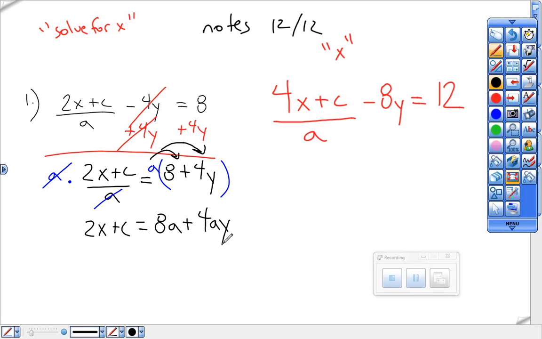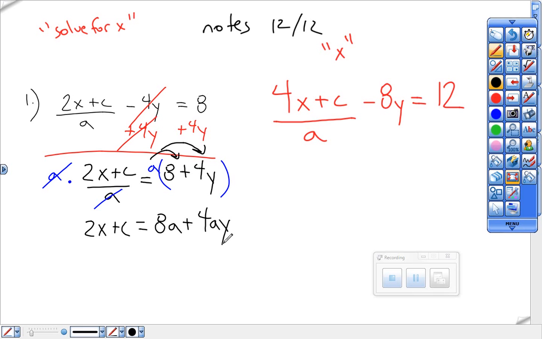So for that step right there, the next step after getting rid of that 4y term would be to multiply both sides by a. Those a's cancel on the left side. On the right side, make sure you distribute the a. So a times a is 8a. 4y times a is 4ay.